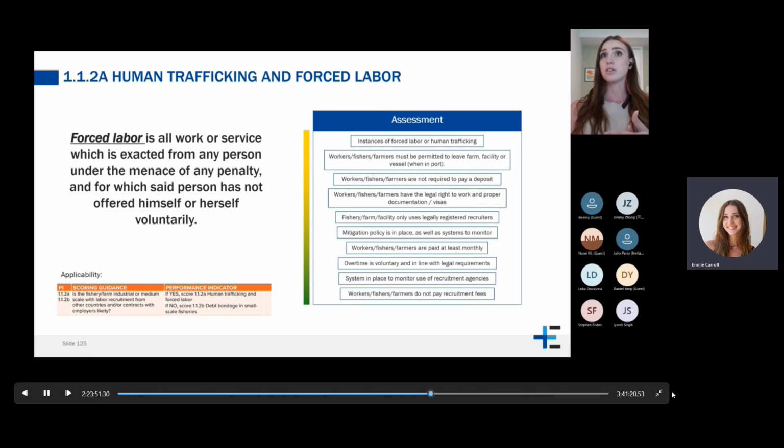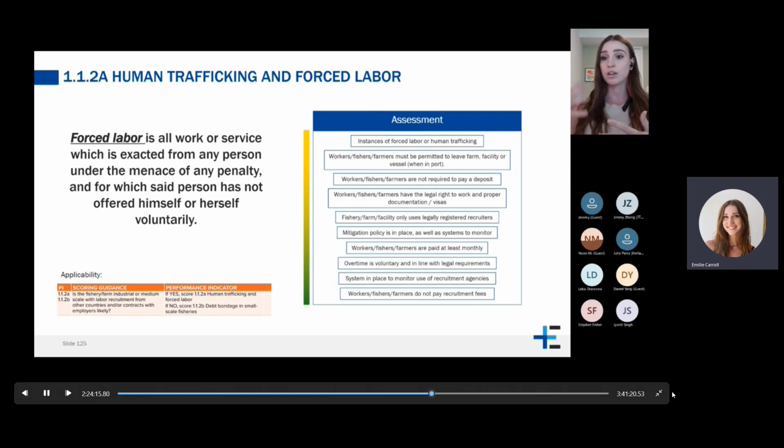So that's a really important way to mitigate risk for these workers. And also, of course, making sure that the farm or facility or fishery is only using legally registered recruiters, if they're using recruiters at all. So that's kind of the best way to make sure and do your due diligence ahead of time. And then you can take that a step further when we look at the green level here, that there's a system in place to actually monitor the use of recruitment agencies. So actually evaluating and seeing how are we doing against that.